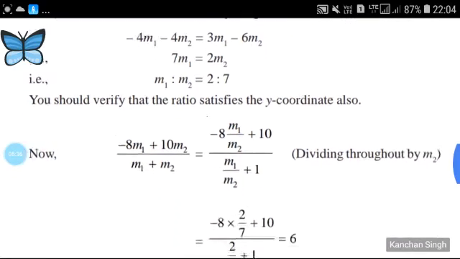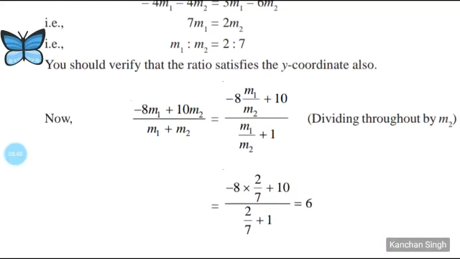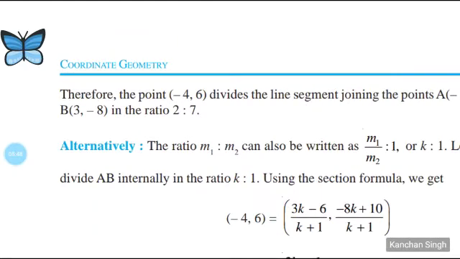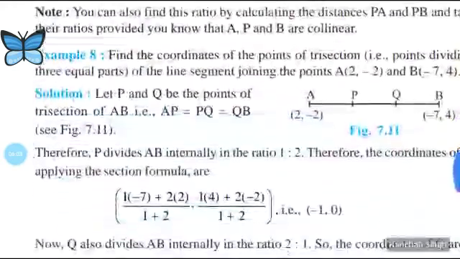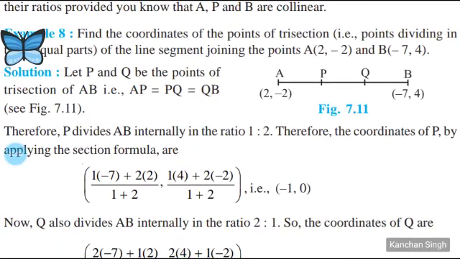Is that okay? Similarly, if you solve the y part, you can compare with the previous one. So we can say that the point (-4, 6) divides the line segment joining A(-6, 10) and B(3, -8) in the ratio 2:7. An alternate method is also there, and you can use that method too. This is also a very easy question, but we have to try.